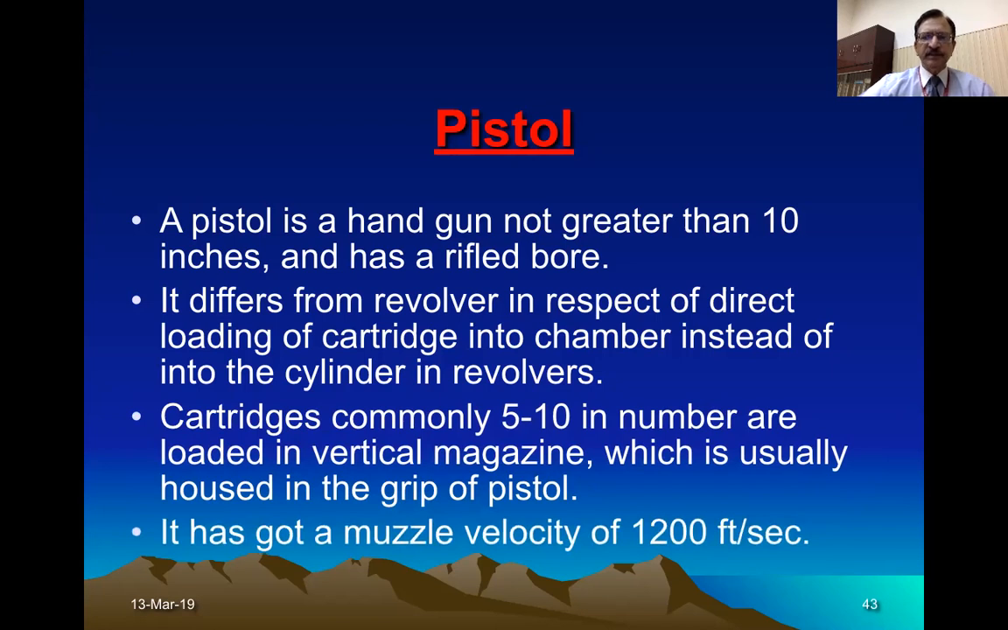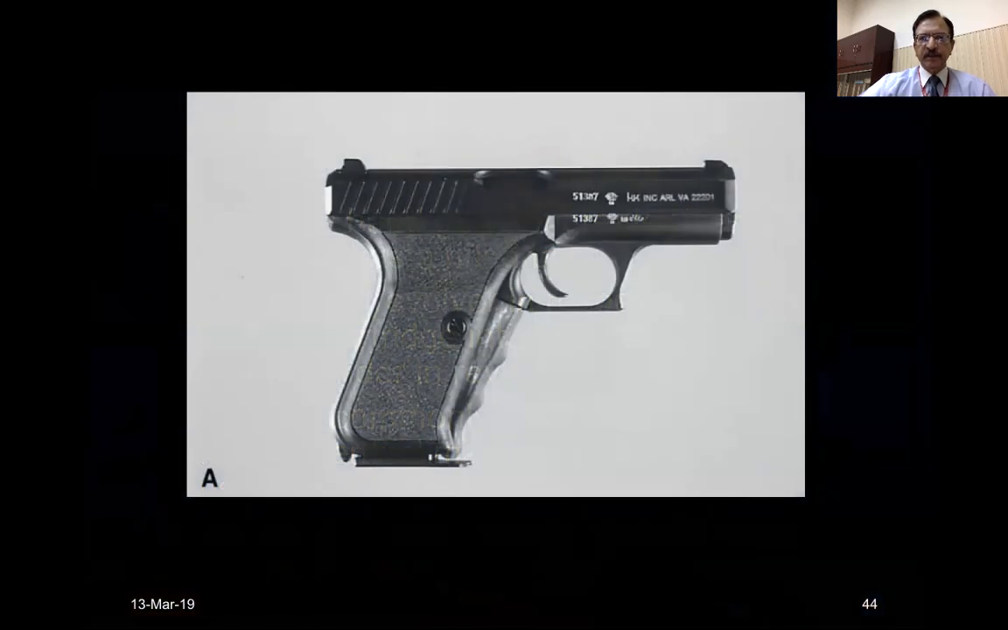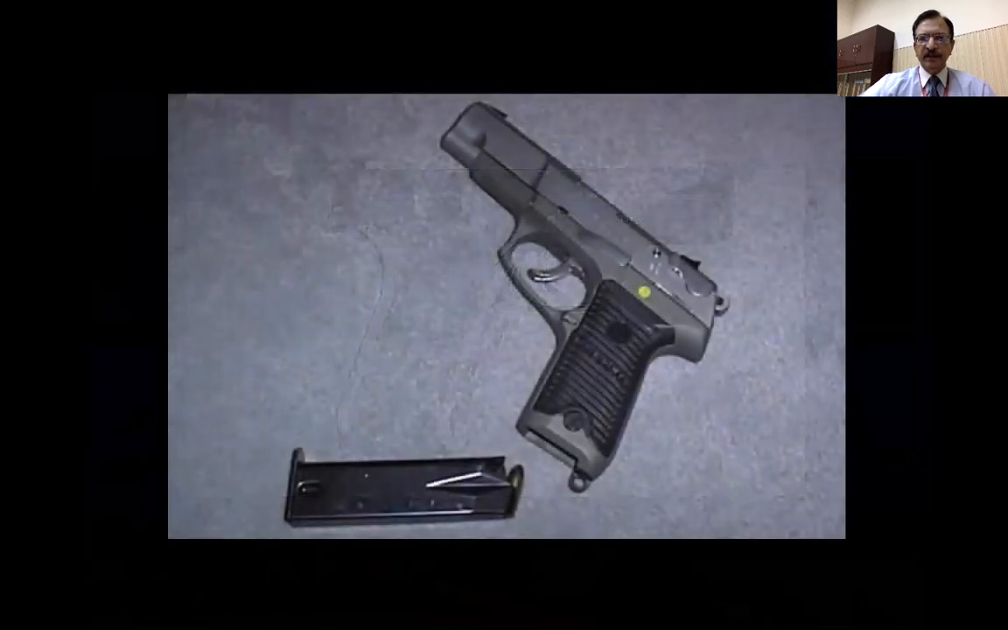The velocity of the bullet in pistols is 1200 feet per second. This is a pistol, and this is the magazine that has been opened up, and you can see the bullets have been loaded up in the magazine.